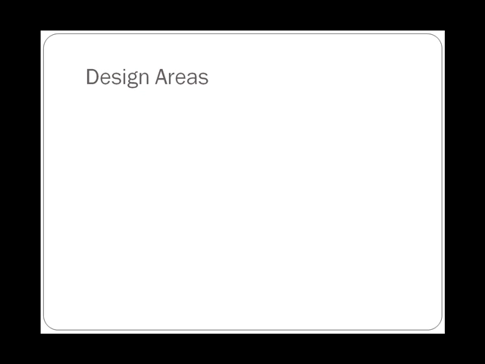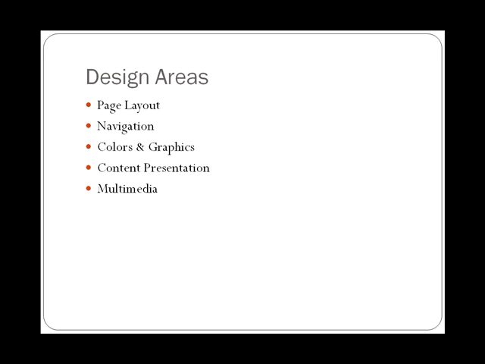I've categorized these design elements into 5 areas: page layout, navigation, colors and graphics, content presentation, and multimedia. We will look at specific things in each of these areas. Throughout the course, we will revisit some of these design practices along with other items that will help make your site become more accessible and functional.